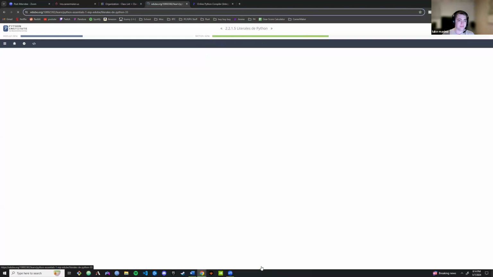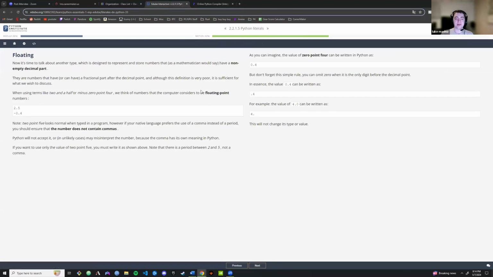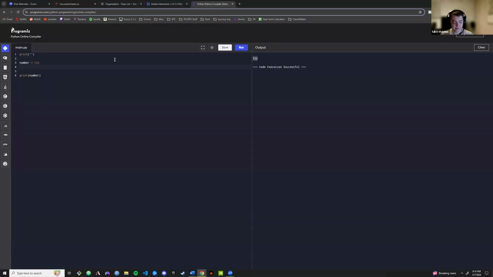So floats. As I said before, floats are numbers that aren't whole numbers. This is an example of a float right here. It's a decimal. It's a fractional number, so it's represented as such. I'm just going to name the variable, and I'm going to assign this variable a float number.